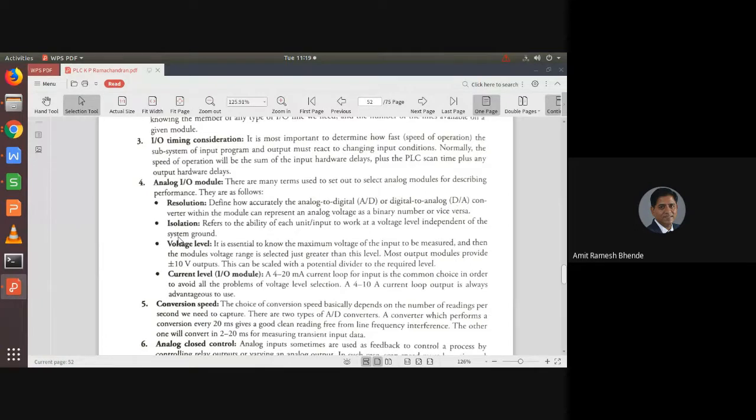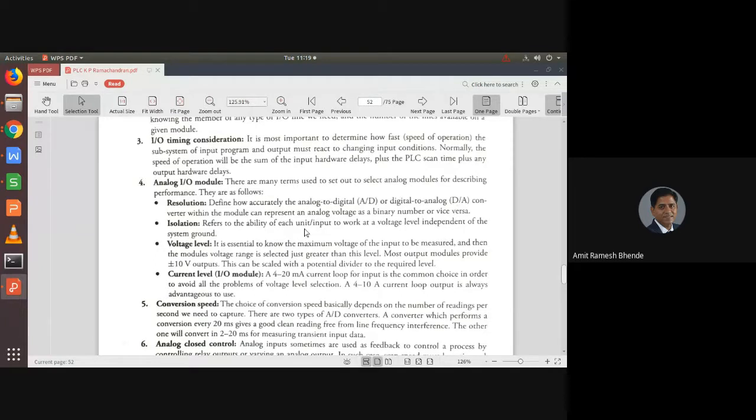Okay. So there are many terms used to select analog modules for describing the performance. So these are resolutions. Resolution is something very, very important. It defines how accurately analog to digital or digital to analog conversion within the module can represent an analog voltage as a binary number or vice versa.